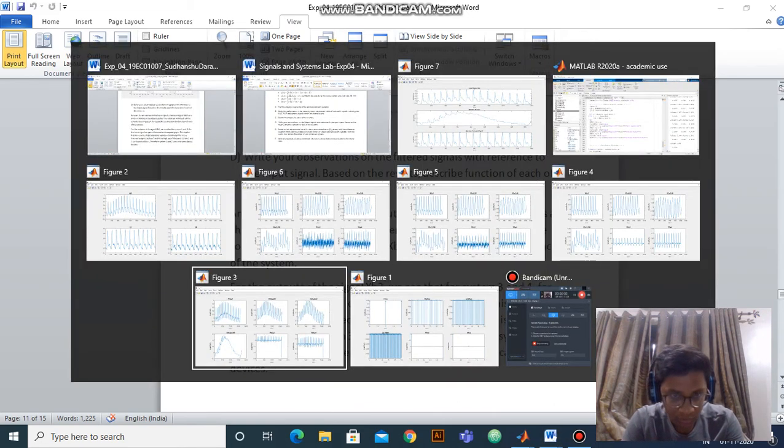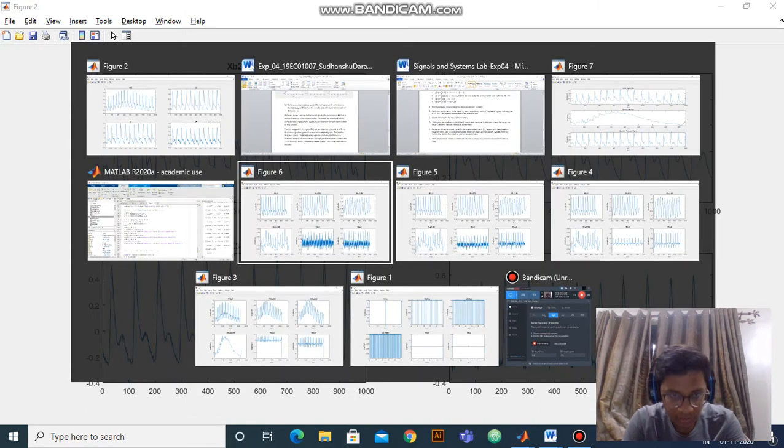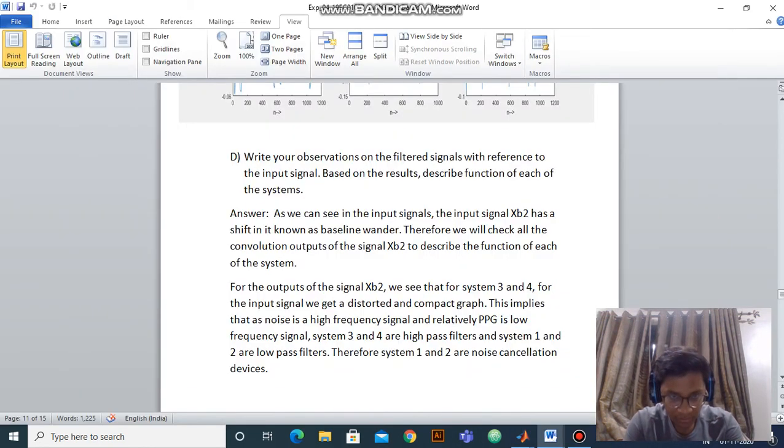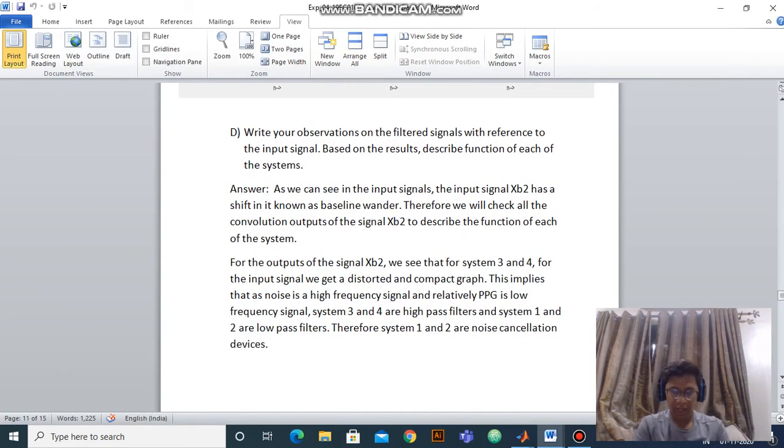If we observe the output of xb2, we observe that for systems 3 and 4, y3 and y4, we obtain the output as a little distorted and compact. Therefore systems 3 and 4 are high pass filters, and correspondingly systems 1 and 2 are low pass filters, because for systems 3 and 4, for the input signal we get a distorted and compact graph as we saw right now. Therefore the PPG is a low frequency signal, and correspondingly systems 3 and 4 are high pass filters and systems 1 and 2 are low pass filters.